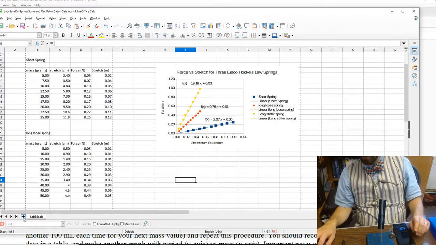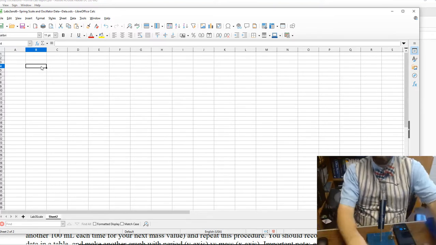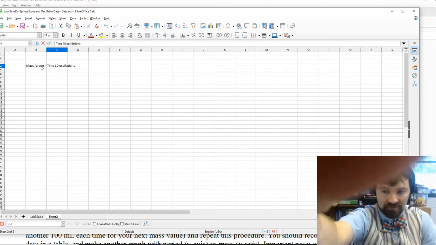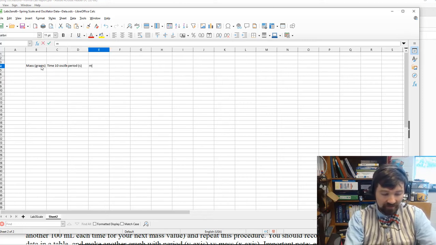And what I'm going to do here, I'm going to go ahead and open up a spreadsheet for this calculation. I'll show you pen and paper, but I'll also show you how I'm doing it on the spreadsheet. So you'd maybe have one category for mass in grams, and then another category for time, 10 oscillations. So let's type that in there. And that should be in seconds. Then you can get the period, which is also in seconds.